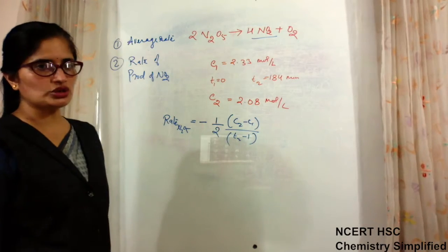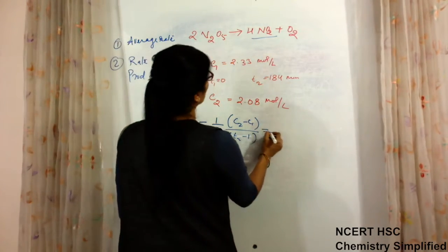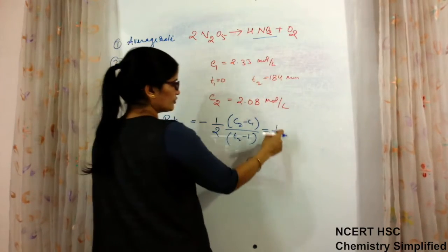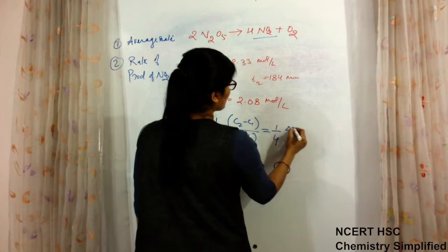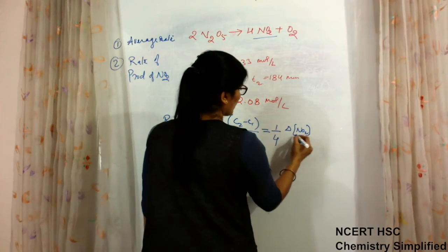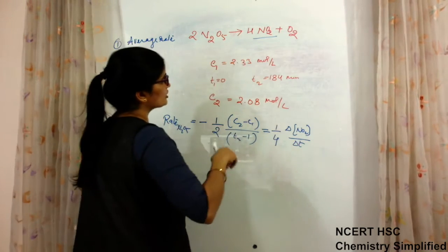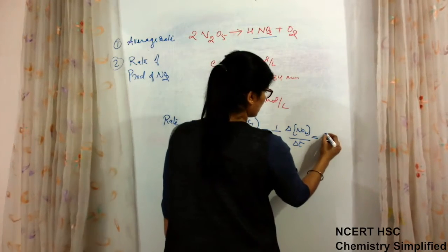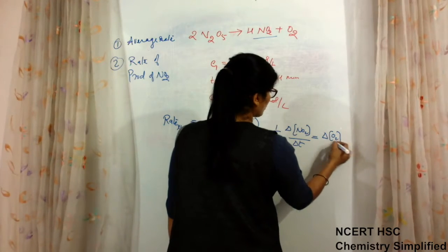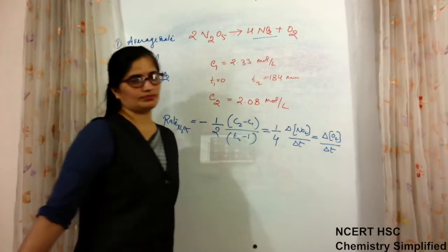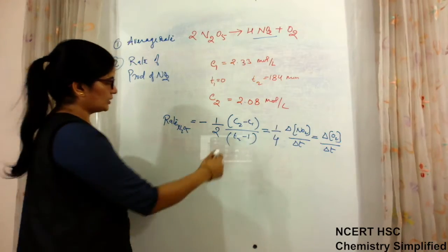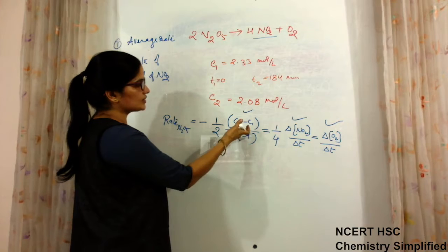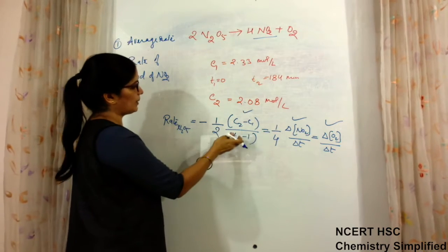This will be the expression used, which is also equal to, because it is a product, 1 by 4, where 4 is the stoichiometric coefficient, 1 by 4 change in concentration of NO2 upon change in time, which is also equal to, because there is no stoichiometric coefficient, so I will write nothing, change in concentration of O2 upon change in time. So we could use any, but because values of this only are given, we can find rate with the help of this only.